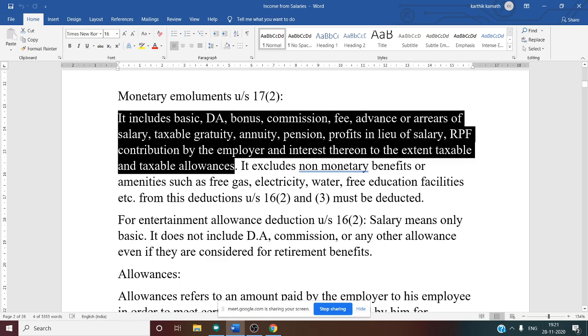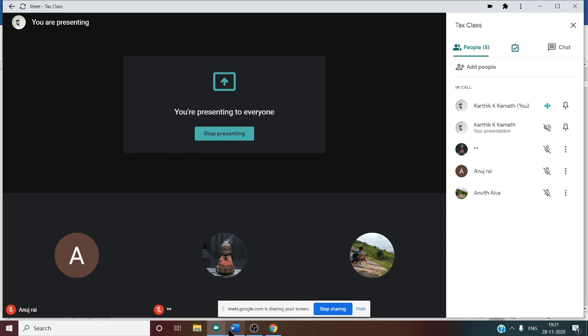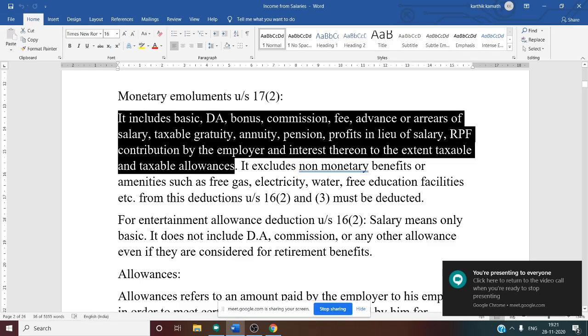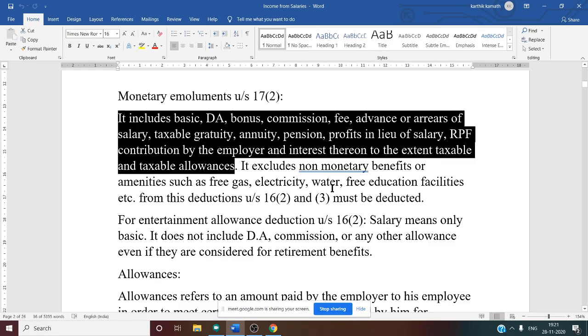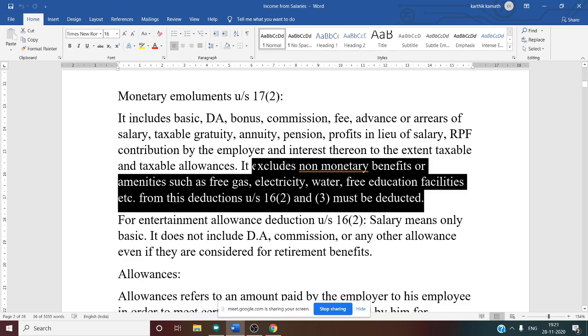RPF means what? Can you tell me? What do you mean by RPF? Recognized Provident Fund. Recognized Provident Fund contribution by the employer and interest thereon to the extent taxable and taxable allowance. It includes everything but excludes non-monetary benefits.